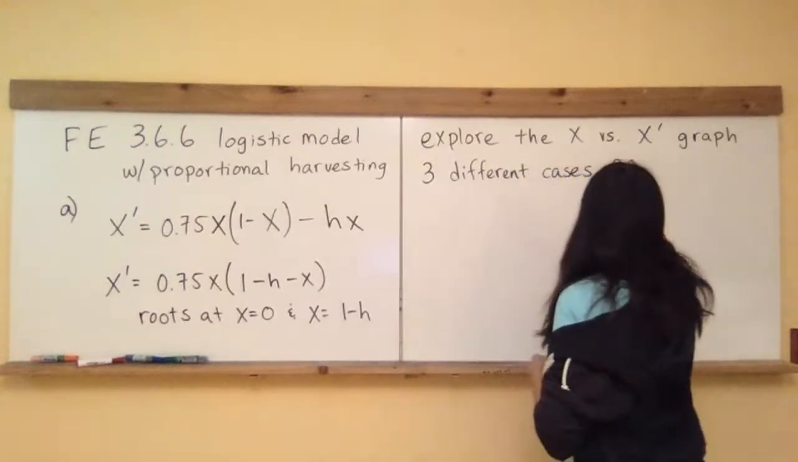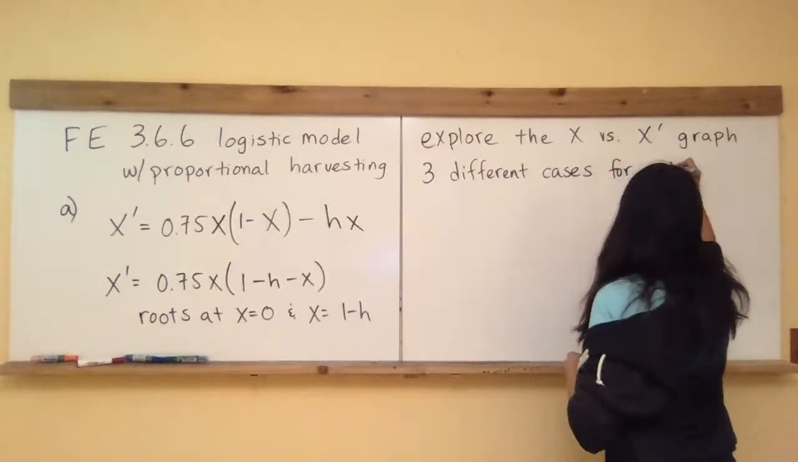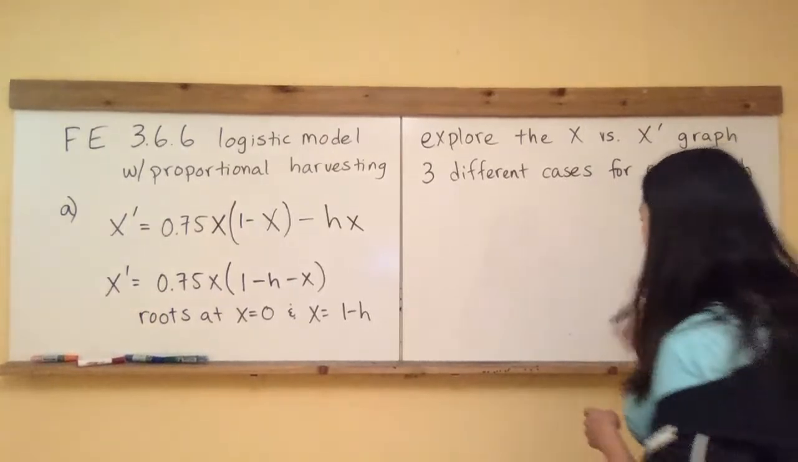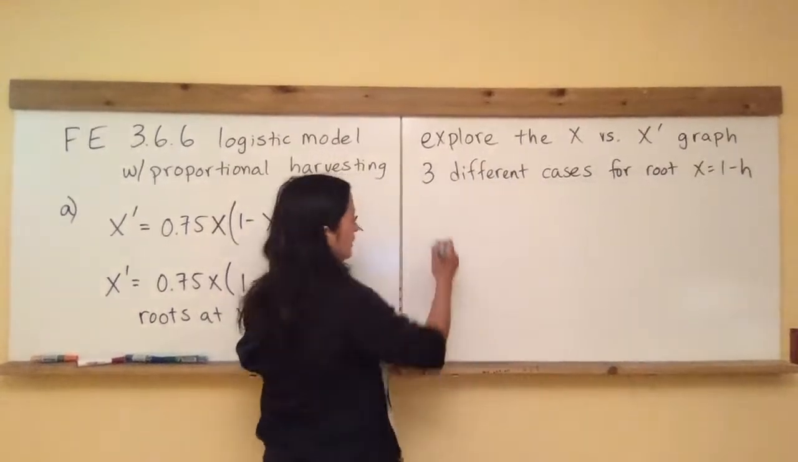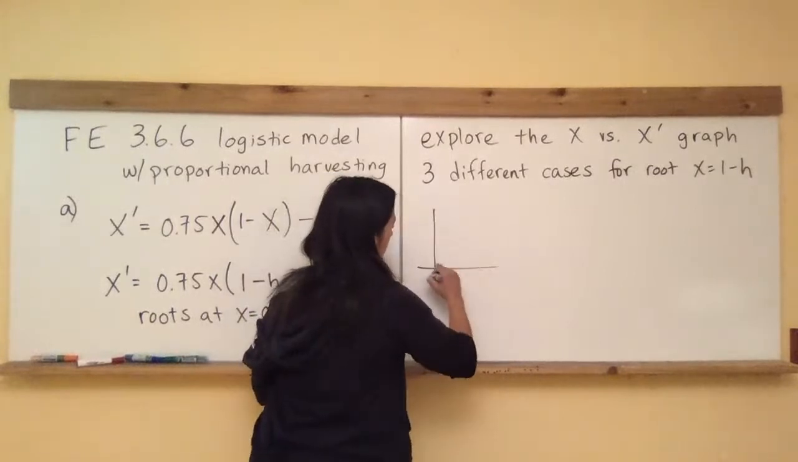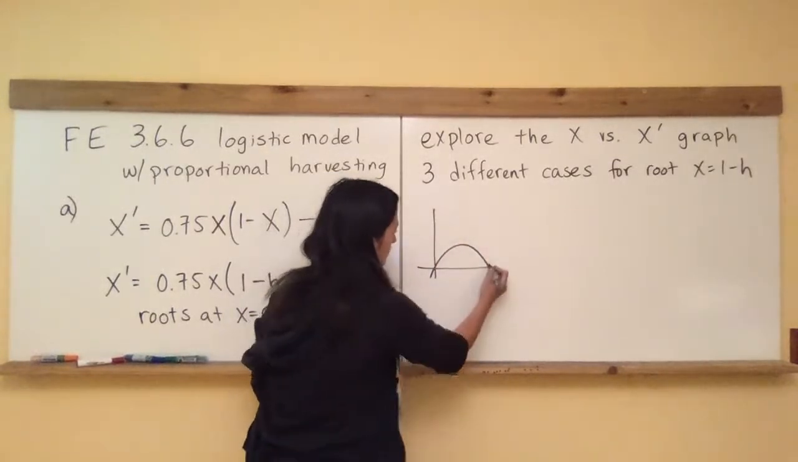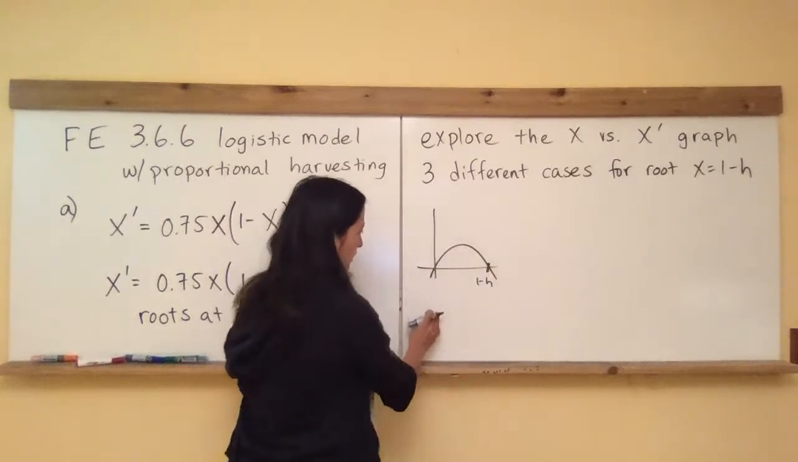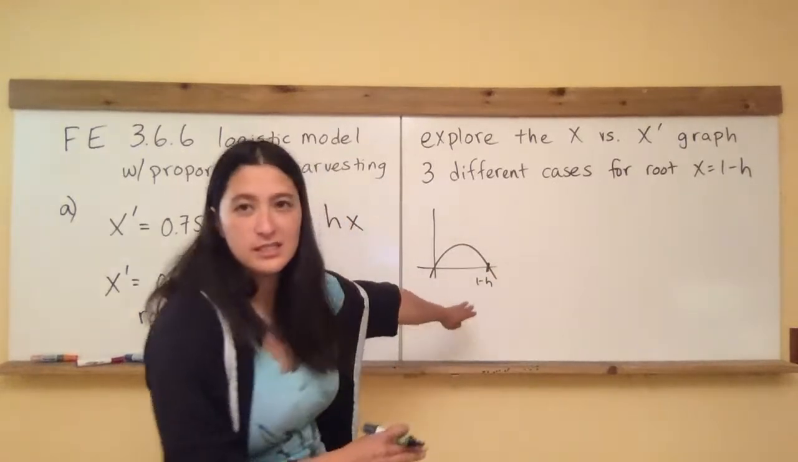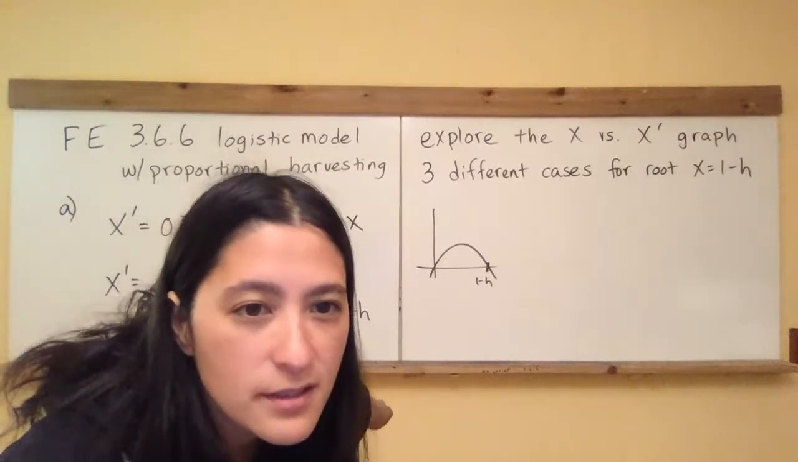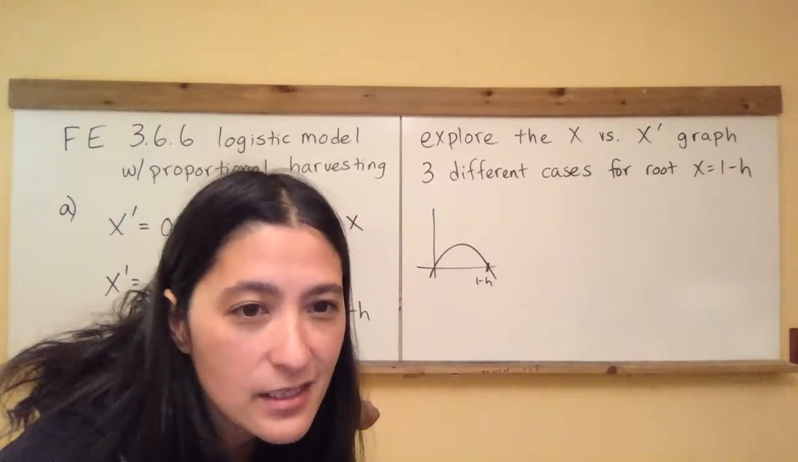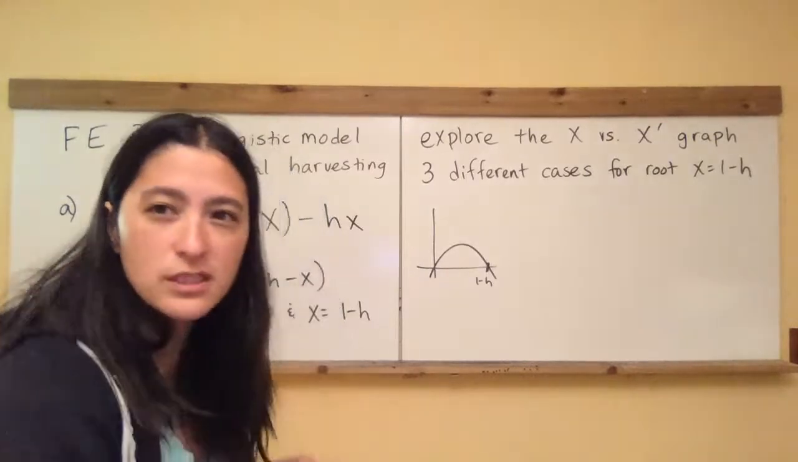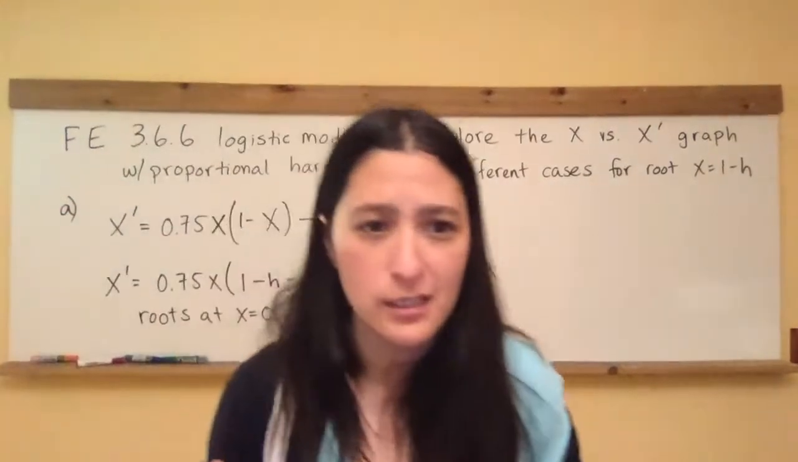Different cases for the root x equals 1 minus h, right? There's the thing that I thought of right off the bat, which is that it's going to look like this, where here's the root 1 minus h. When h is negative, the other root is positive. And when h is positive, the other root is negative. Yeah, exactly. Great.